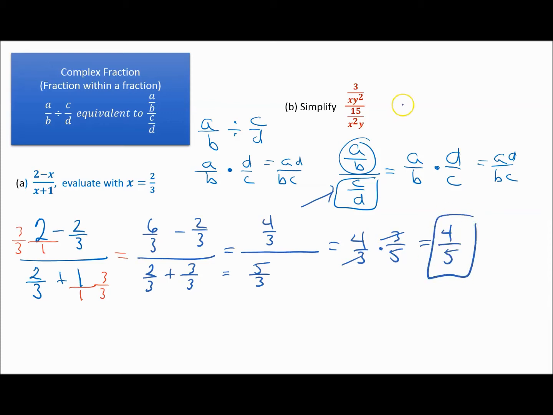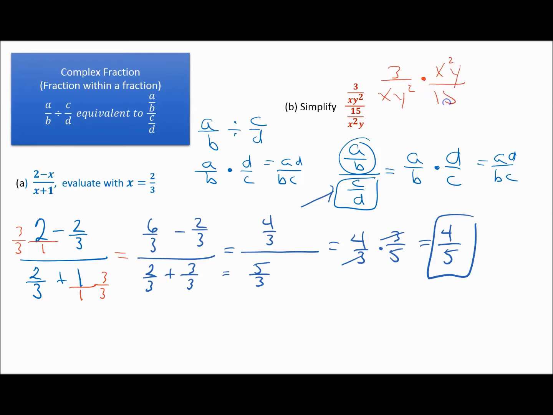Now, over here, in red, our numerator on question B is already a single fraction. Our denominator is already a single fraction, so B is an easier problem than the complex fraction we had on question A. I'm going to keep the 3 over xy squared. I'm going to change my division bar to multiplication, and I'm going to flip my denominator fraction to x squared y over 15.